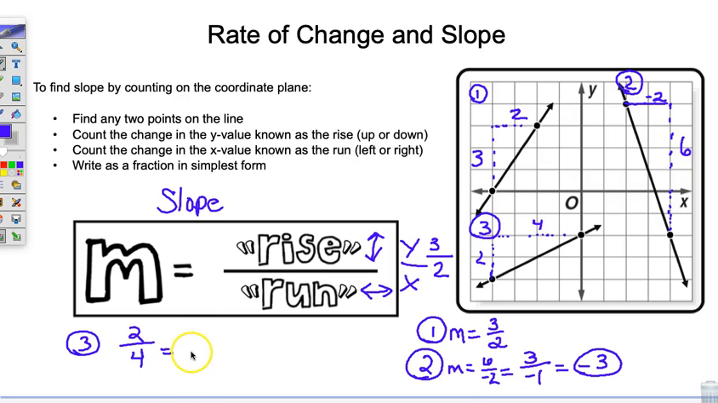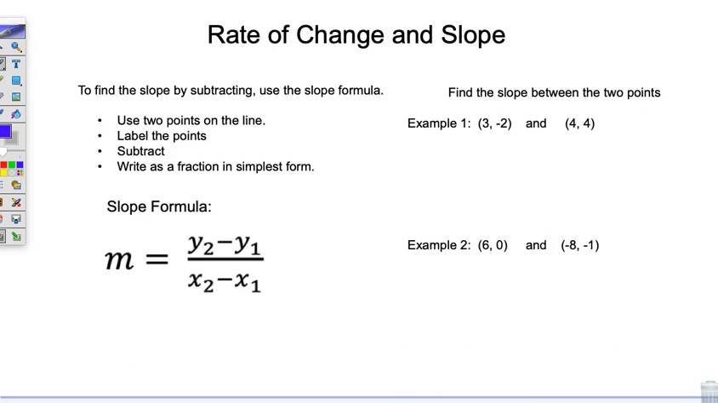And again, I can reduce this fraction. 2 divided by 2 is 1, and 4 divided by 2 is 2. So the slope of my third line is 1/2. Let's move on to the next slide where we have another way of calculating slope.